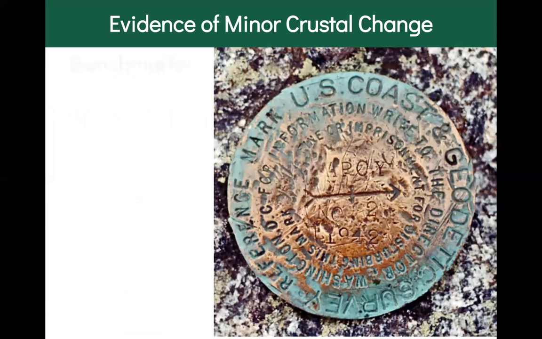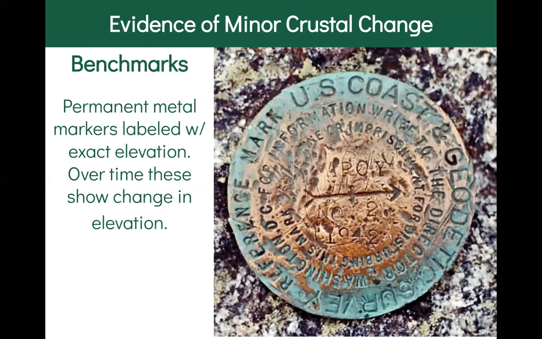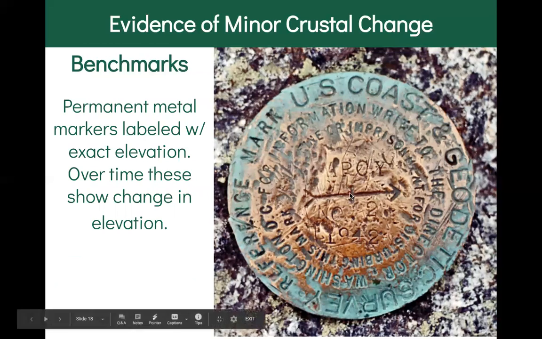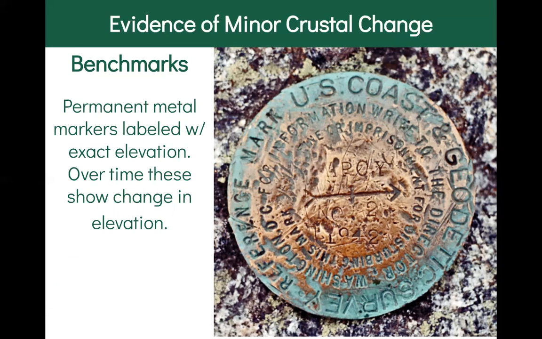Another example of crustal change are benchmarks. Benchmarks are the round discs that we find at the top of mountains or higher elevations. This is one from, if you can barely read it there, Mount Marcy, the highest mountain in New York State. Benchmarks are permanent metal markers labeled with an exact elevation, and over time, these show change in elevation. So as satellites go over the mountains and beam down signals to measure the height of the mountain, we see that the mountains are changing over time.